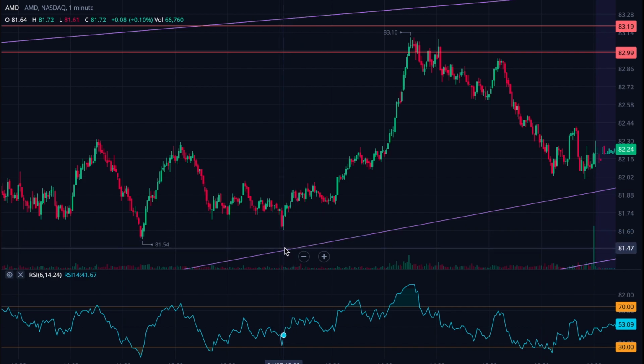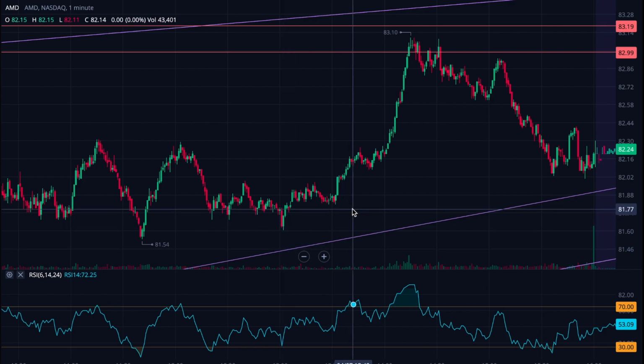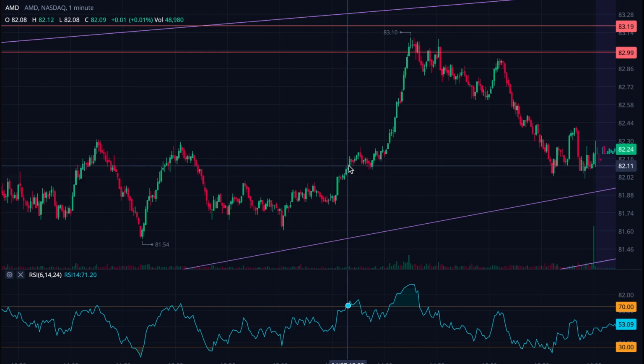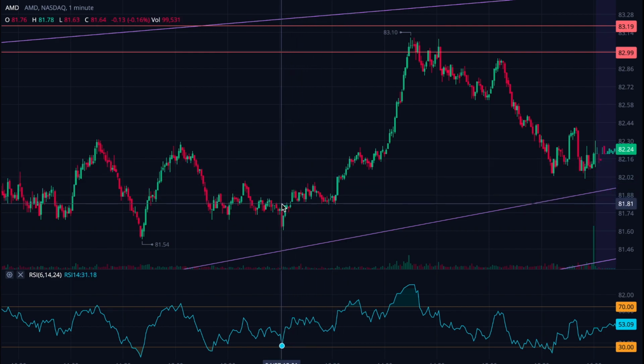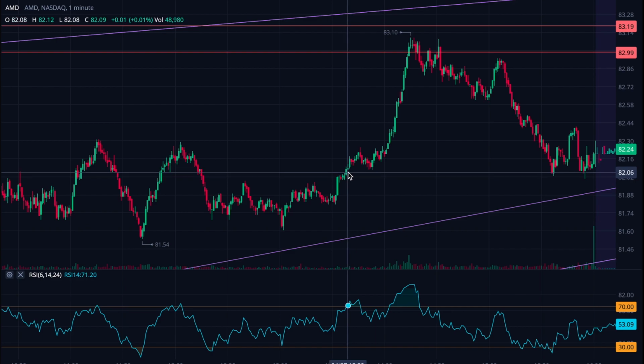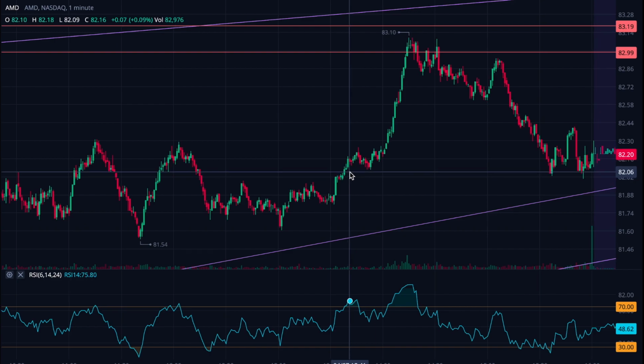So you would have maybe bought in here when it hit 31.18, depending on how strict or how loose you are. So at 31.18, if you're strict, you would have sold out there. I'm talking about the RSI, but the price there was, say you bought it in at about 81.71 and then sold out at about 82.06. So a little bit of a change.